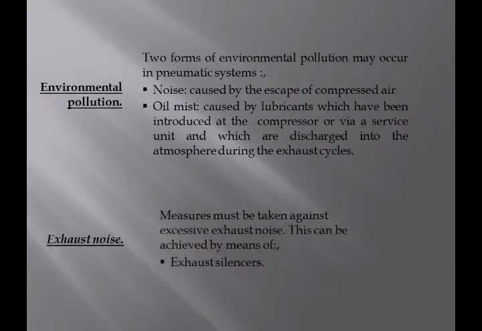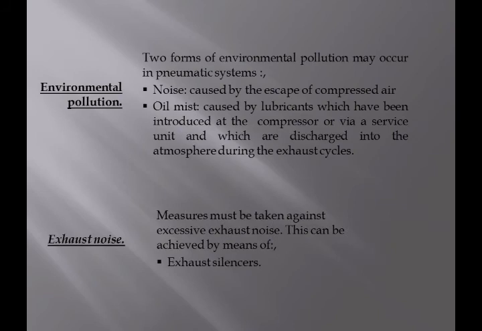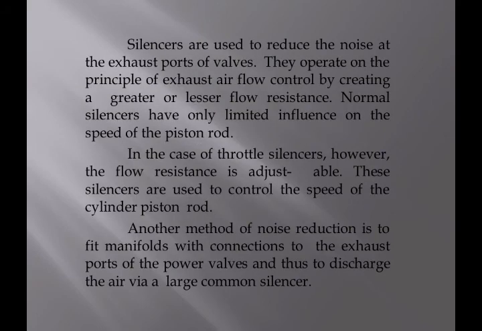Environmental pollution. Two forms of environmental pollution may occur in pneumatic systems. Noise, caused by the escape of compressed air. Oil mist, caused by lubricants which have been introduced at the compressor or via a service unit and which are discharged into the atmosphere during the exhaust cycles. Exhaust noise. Measures must be taken against excessive exhaust noise. This can be achieved by means of exhaust silencers.